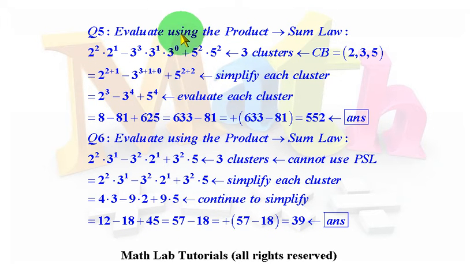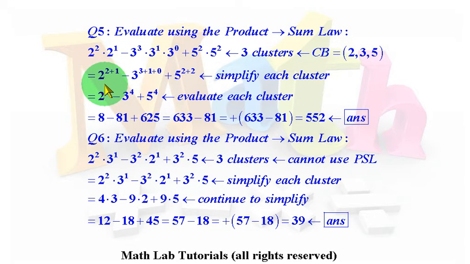Let's have a look at Q5. Again, we're using the product sum law. If we look at this expression over here, we identify 3 clusters this time. The separators between the clusters are that minus sign and the plus sign. In the first cluster, the common base is 2. Second cluster, the common base is 3. Third cluster, the common base is 5. So again, we identify 3 clusters, and the common bases are 2, 3, and 5 respectively for each cluster.